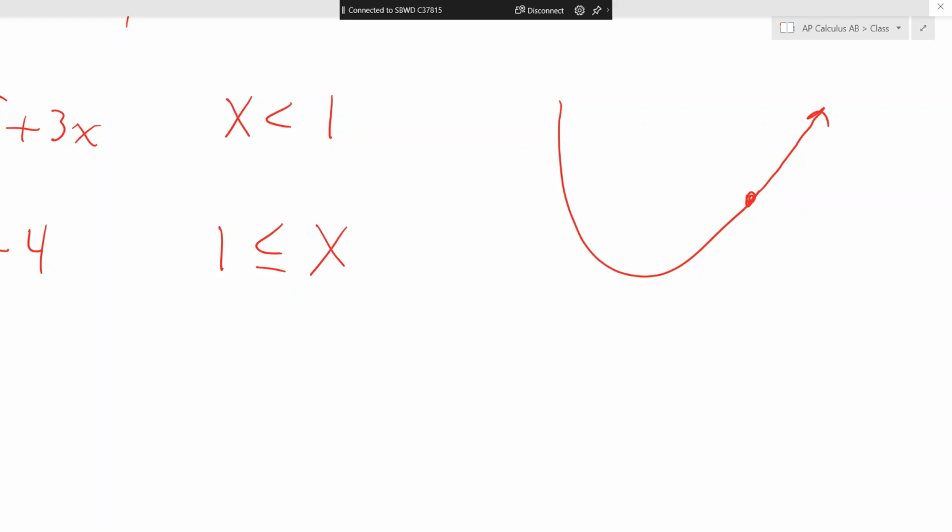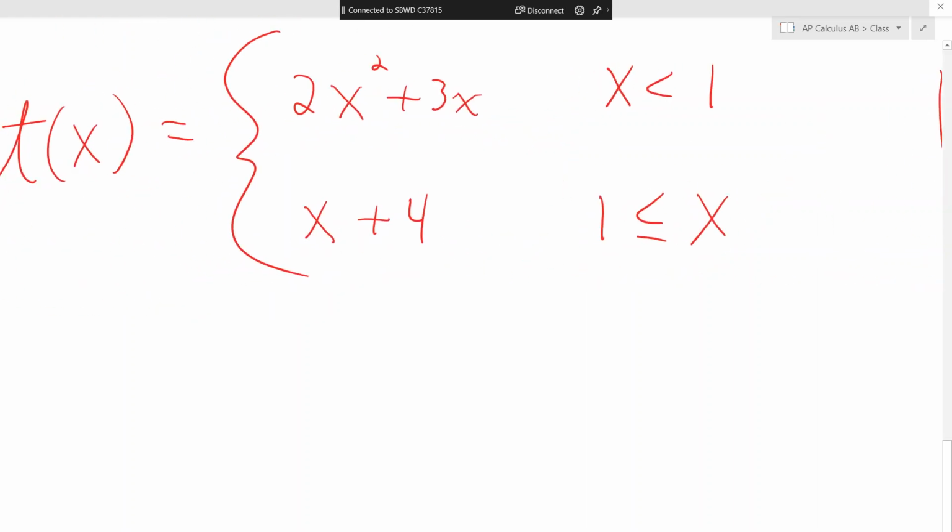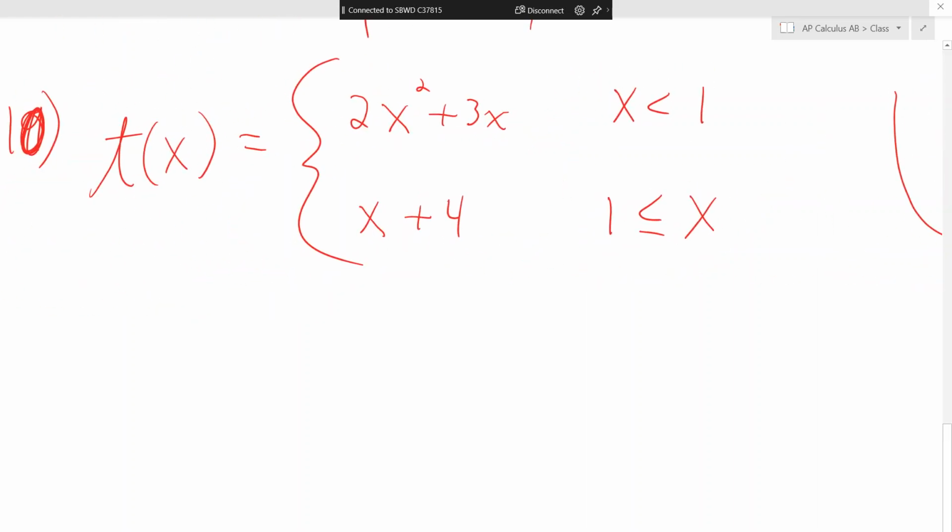Okay. No, you don't want that to happen. So, if the question is, where is t of x differentiable? It's specifically going to be asking about 1. So that's where the split is. Okay? So, we plug 1 into both pieces, and we're going to find out that t of 1, the limit as t approaches 1 from the left and the right is 5.